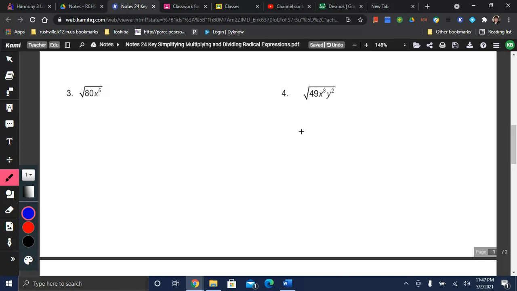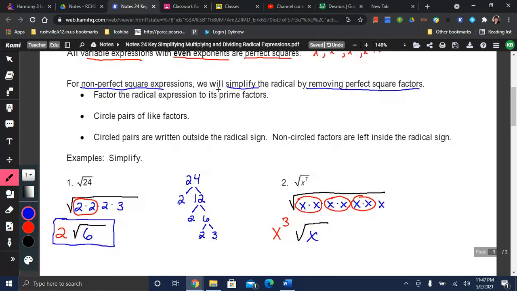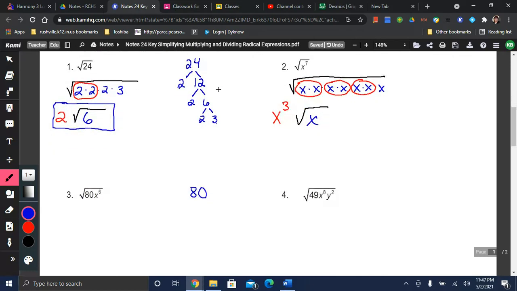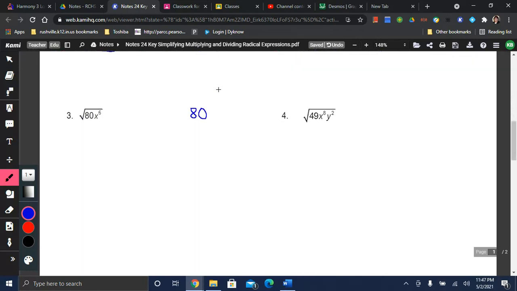All right, so now we're going to do a combination of a number and a variable. So when you have a number part, 80 is not in our list. So we're going to start with the smallest number. So always check 2. Will this number divide by 2? And it does. It divides, gives us 40.